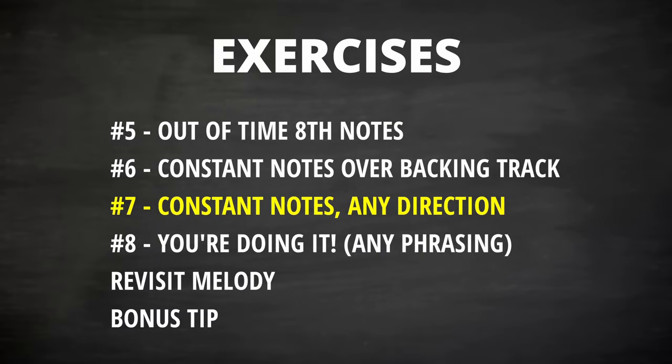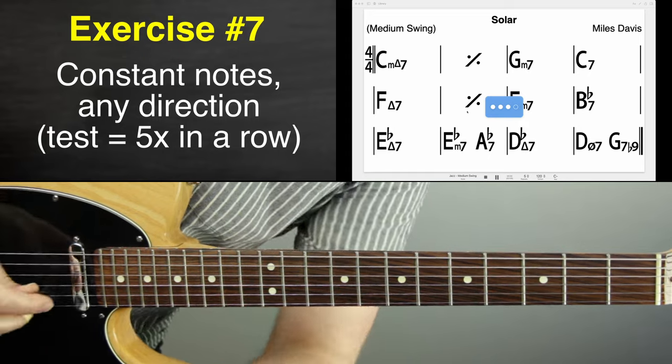Okay, the next one is great. This is exercise 7. This is constant notes still. All similar rules, but this time we can play any order, any direction, and we don't even have to do the resolution things. We just want to play constant chord tones, period. Constant chord tones, any note duration. You're going to want to do those resolutions if you got the previous exercise down. Those are going to come into your playing, resolving by half step where it's possible, stuff like that. But constant notes still, but we can play any notes. Let's give it a go. 5 times in a row is what we want out of this.